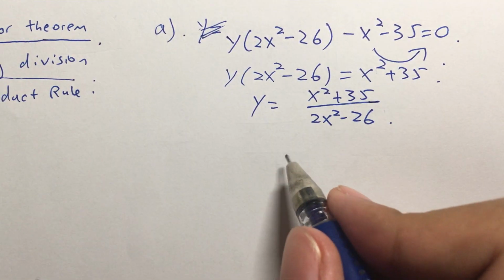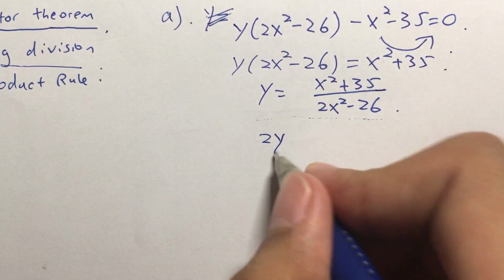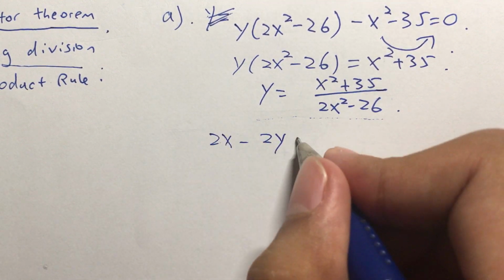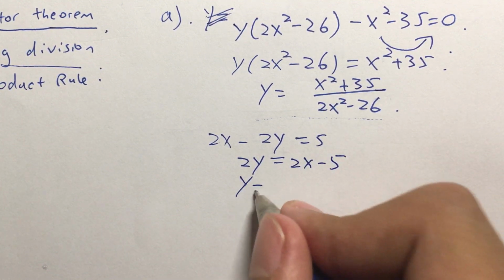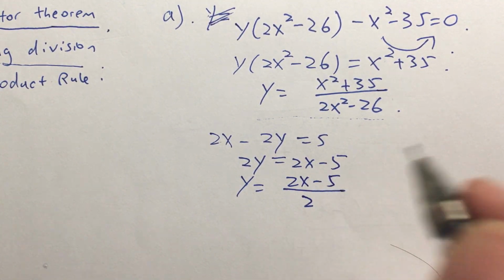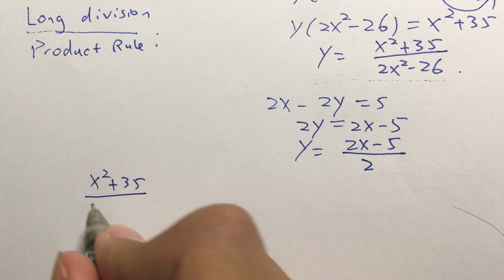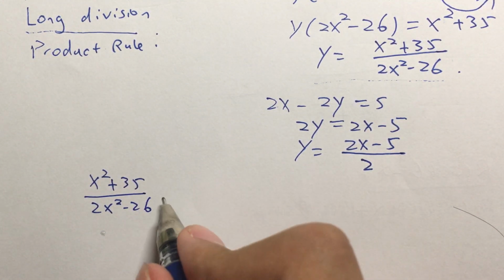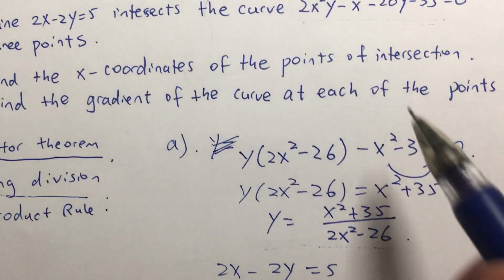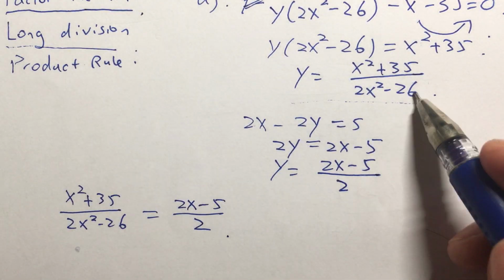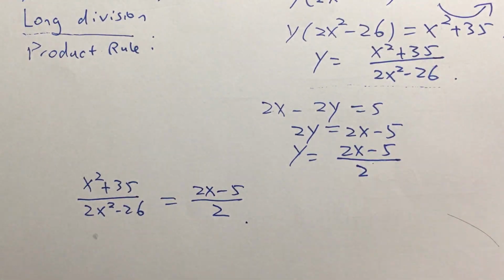And now, this is the value of y, and the line is 2x minus 2y equals 5, which means 2y equals 2x minus 5. y is equal to 2x minus 5 over 2. And now we have an equation which is x squared plus 35 over 2x squared minus 26 equals 2x minus 5 over 2, because they have an intersection. What does intersection mean? The two functions are equal, and we need to find the x value.